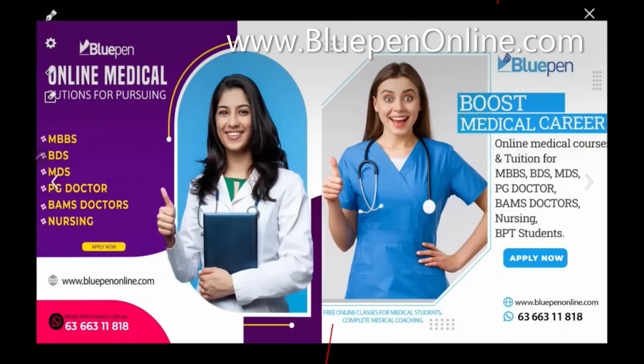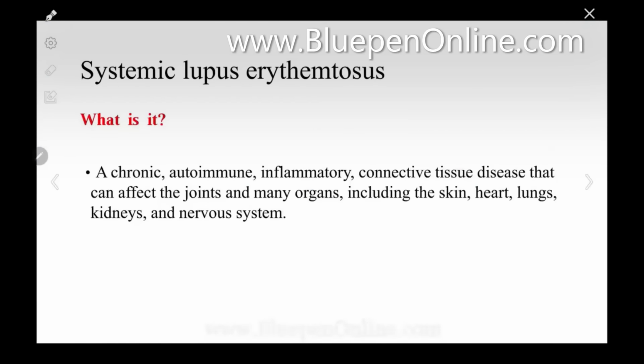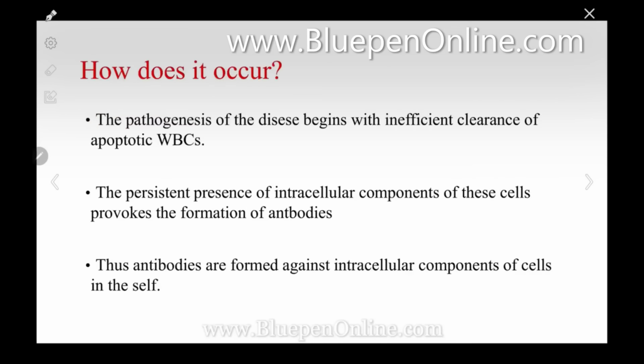Today we begin with an important topic called systemic lupus erythematosus. What is systemic lupus erythematosus? It is a chronic, autoimmune, inflammatory, connective tissue disease that can affect the joints and many other organs, including the skin, heart, lungs, kidneys, and nervous system.